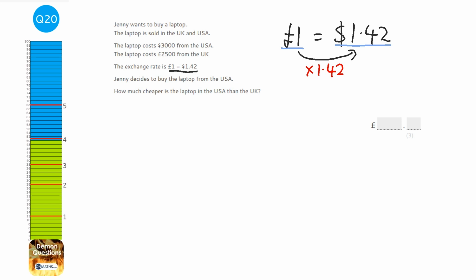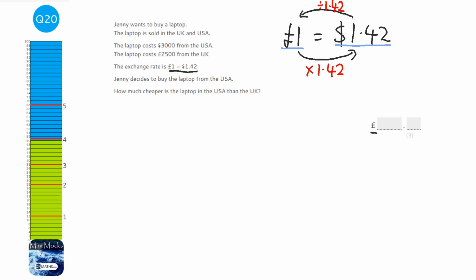Now 1.42 divided by 1 is just 1.42. So the problem with this question though is that it wants the answer in pounds, so we'll need to convert both of these things into pounds. So we're actually going the other way. When we go the other way, instead of times, we just divide. So we're dividing dollars by 1.42 to get to pounds.